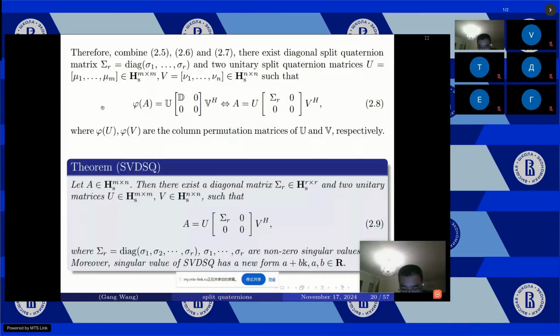Additionally, two important points should be noted regarding the SVD of split-quaternion matrices. First, their singular values are no longer traditional real numbers but take a new form, a plus bk, while still being ordered by their moduli in descending order. Second, the matrix V^H describes the i-conjugate transpose of the matrix rather than the conventional conjugate transpose.